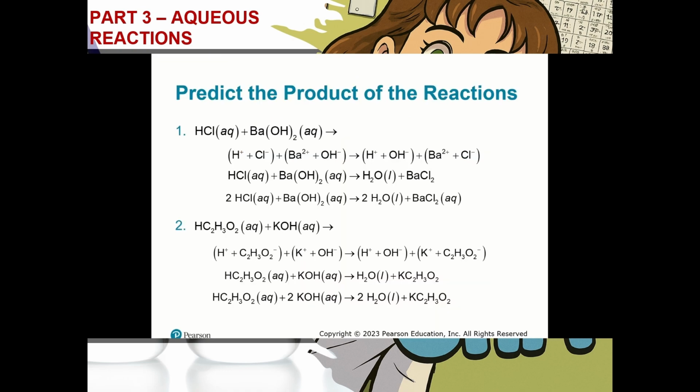Okay? So if you want to predict the product of the reaction, remember, we need to change the pairs over there. So here we have the hydrogen and we have the OH, so positive and negative, so they will get together. And we have positive and negative, so they will get together, forming barium chloride. Because the hydroxide ion is negative, so when you cross, it will be BaCl2. And they have the water.